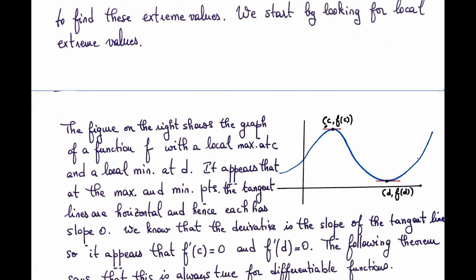What can you say about the tangent line at this point? Well, it's flat, right? The tangent line has 0 as its slope. And similarly at D, the tangent line has 0 as slope. And we know that the slope of a tangent line is the derivative of the function at that point. So this means f prime of c and f prime of d should be 0. Correct? So this is at least the feeling that we get.